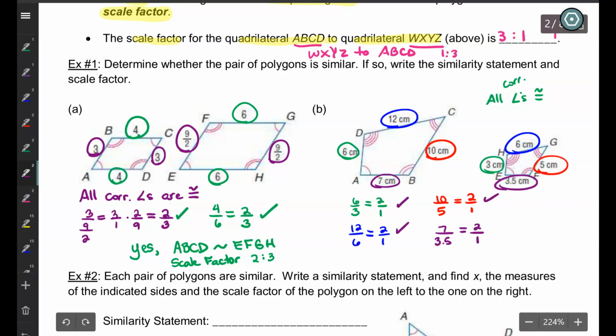So we have all 4 sides. So our answer is yes. We have A, B, C, D is similar to, and then I'll put E, F, G, H. And our scale factor is 2:1.